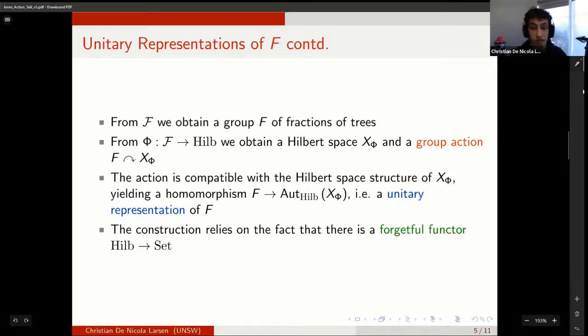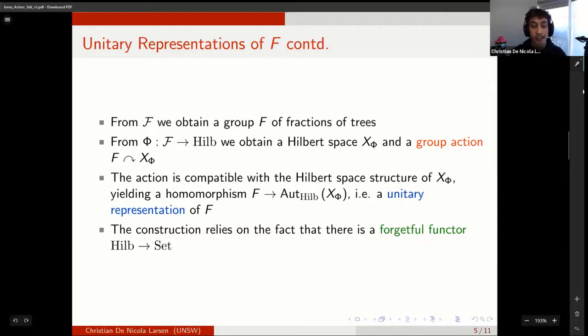And what this ends up giving us is a homomorphism from our group of fractions to the automorphism group of this Hilbert space in this category of Hilbert spaces, where we remember that the morphisms are isometries. So elements of this automorphism group are isometries, and that's why we get actually a unitary representation of Thompson's group F, our group of fractions.